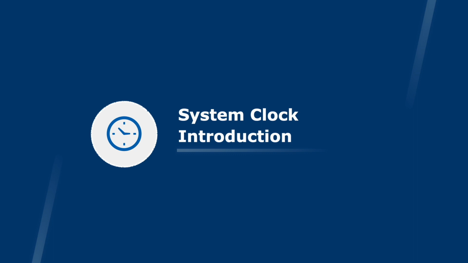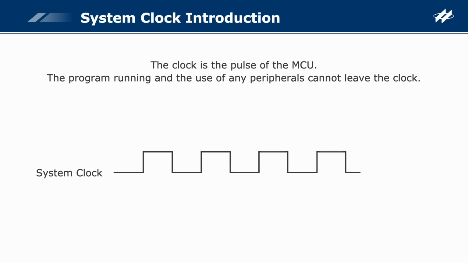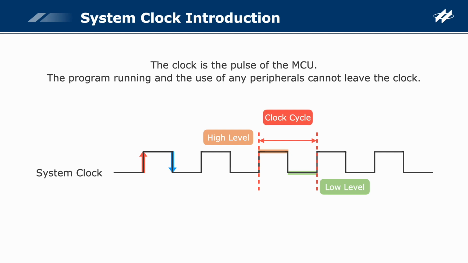System clock introduction. What is clock? The clock is the pulse of the MCU. The program running and the use of any peripherals all rely on the clock. Simply speaking, a clock is a series of square waves with a fixed frequency, which are pulsating signals that change periodically. The MCU operation is controlled based on the time period between each rising edge and falling edge of the clock. According to this clock square wave, a consecutive high and low level is called one clock cycle.